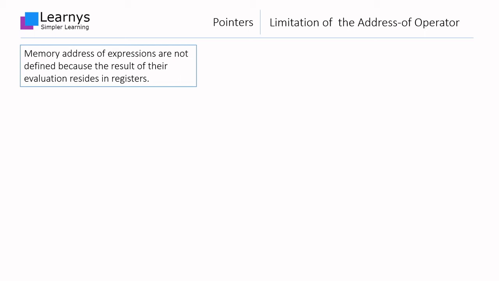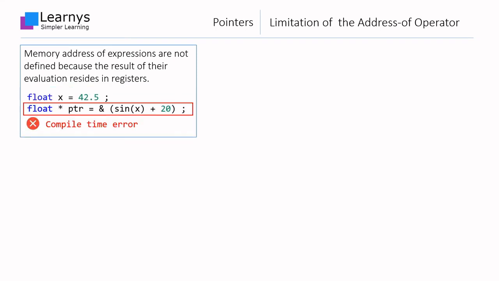During the evaluation of an expression, the intermediate results as well as the final result reside in registers of the computing unit and not in the primary memory, unless you assign them to regular variables. For this reason, memory addresses of expressions are not defined, and hence application of the ampersand operator over them will get stuck in the compilation stage itself. For example, this statement will not compile.